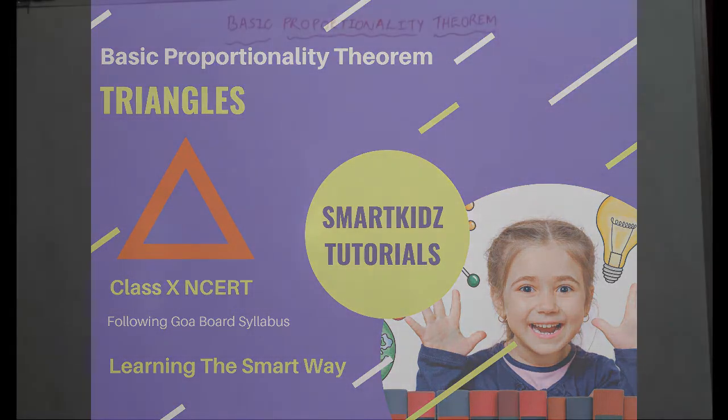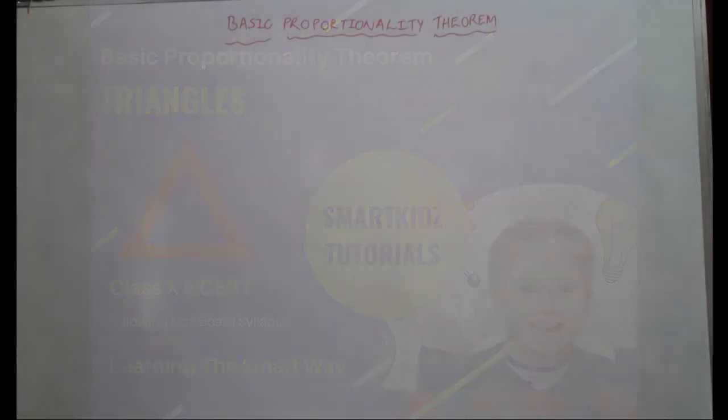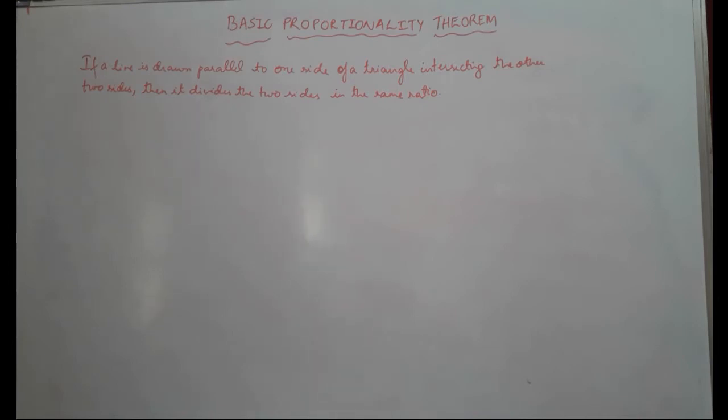Hello students, in this video we will learn about the basic proportionality theorem. So let's see what the theorem says. The basic proportionality theorem says if a line is drawn parallel to one side of a triangle intersecting the other two sides, then it divides the two sides in the same ratio.